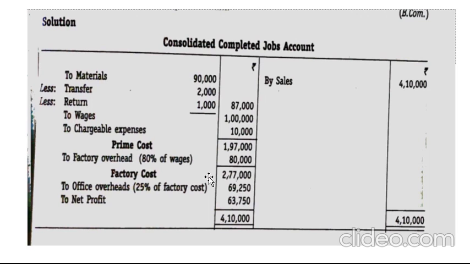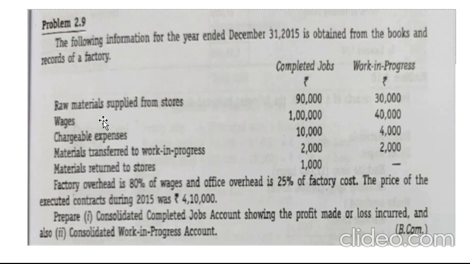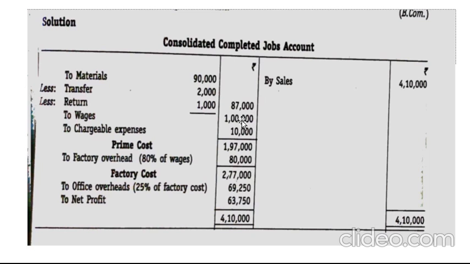So total materials which is going out is 2,000 plus 1,000, 3,000. So out of 90,000 minus 2,000 minus 1,000 will give you 87,000. Next, other expenses what you have is wages. So wages is 1 lakh. So we will be considering wages in your account.